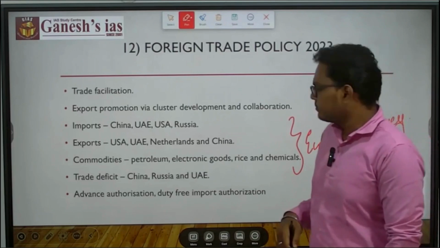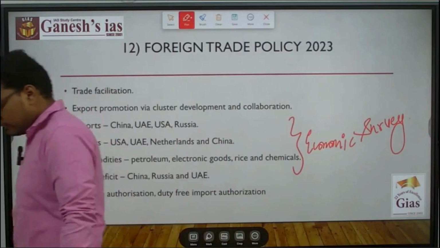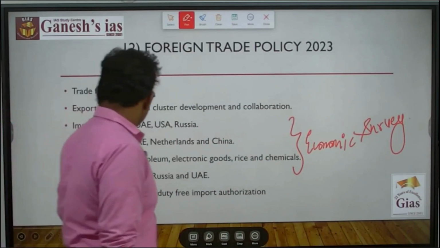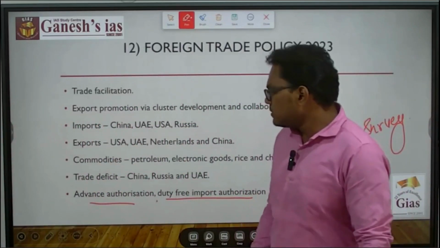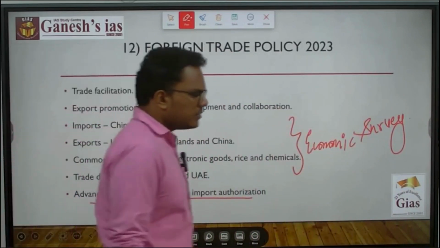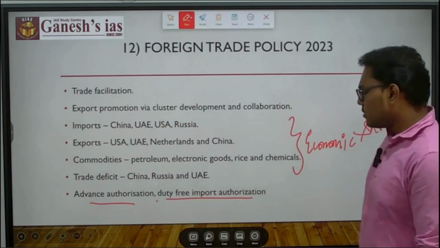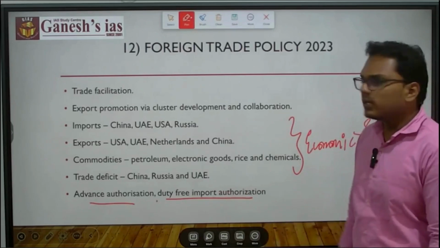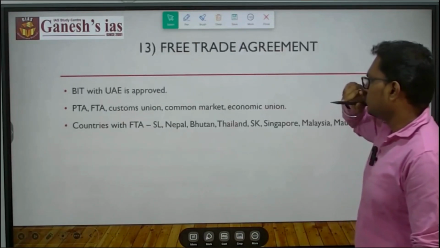And then India has a trade deficit. Its trade deficit is maximum with three countries: China, Russia, and the US. And you need to know about what is advance authorization and duty free import authorization. Your advance authorization is, given the commitment that you are going to export, you'll be given some tax exemptions or customs duty exemptions on the imports. So that's your advance authorization. Something similar is your duty free import authorization. So it's important that you get to know about the terms that are mentioned.